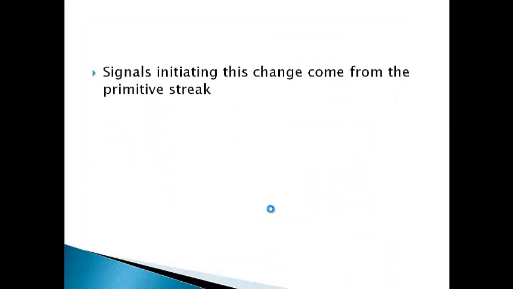So the signals that initiate this change, or the signals that cause gastrulation to happen, come from a structure called the primitive streak. Now, streak is basically just a line, if we take the word in its basic meaning. A streak is a line. So that means I have a line or a streak appearing somewhere, and the appearance of that streak causes the gastrulation process to happen.